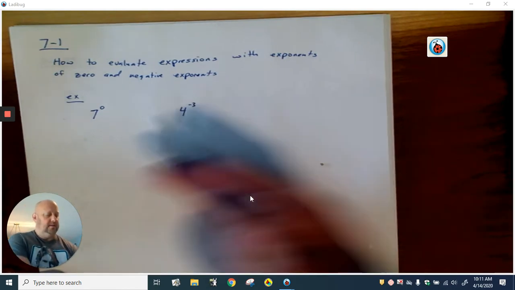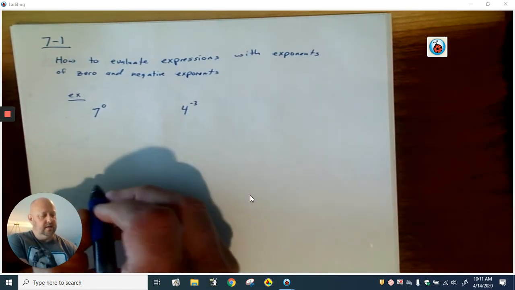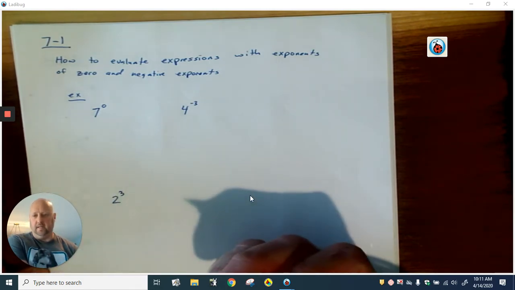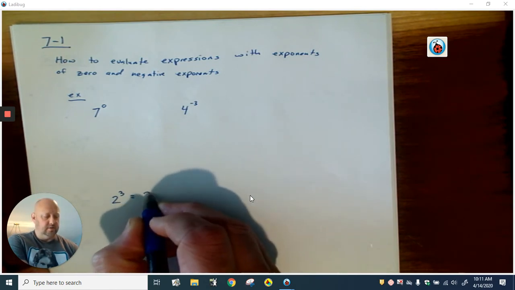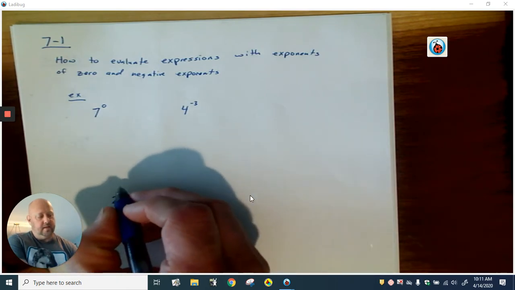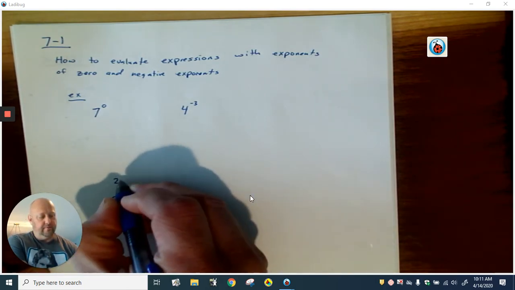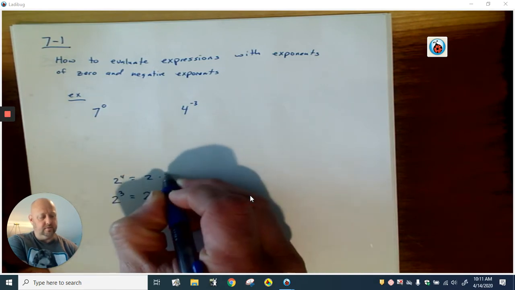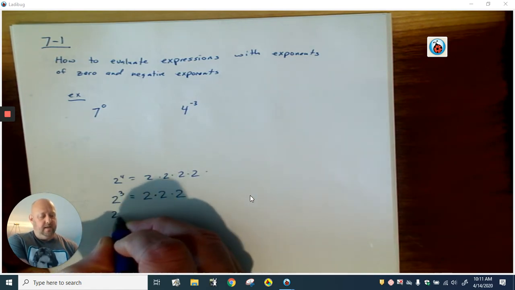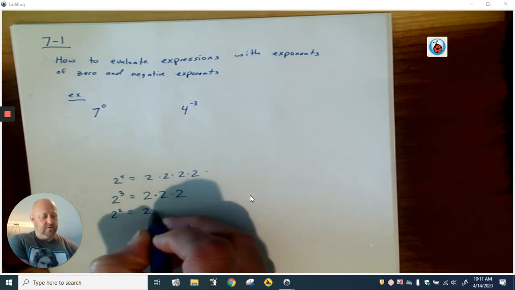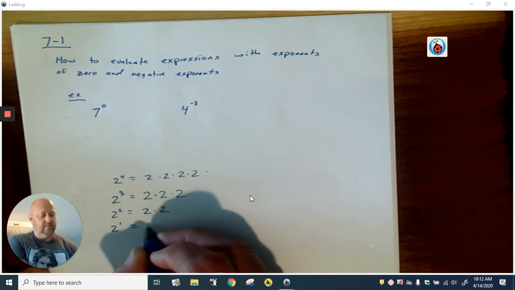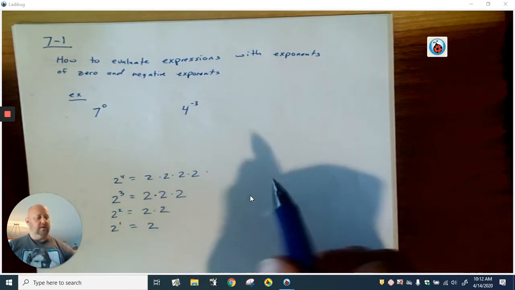So the easiest way I can explain that is we all know what 2 to the third power means. 2 to the third power is just 2 times 2 times 2, right? Or 8. And then we know what 2 to the fourth power is. Well, that's just 2 times 2 times 2 times 2, or 16. And if we keep that pattern going, 2 squared is 2 times 2. 2 to the first is equal to 2.